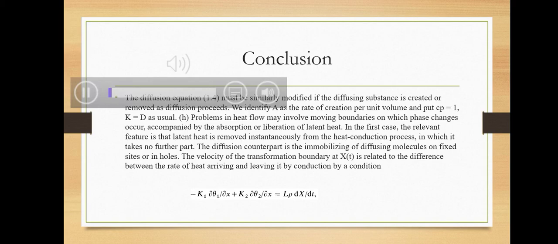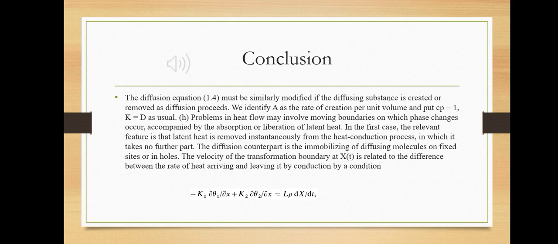Here in this slide we can see the conclusion. The diffusion equation must be similarly modified if the diffusing substance is created or removed as diffusion proceeds. We identify A as the rate of creation per unit volume, and cρ equals 1 and K equals D. Problems in heat flow may involve moving boundaries on which phase changes occur, accompanied by the absorption or liberation of latent heat.